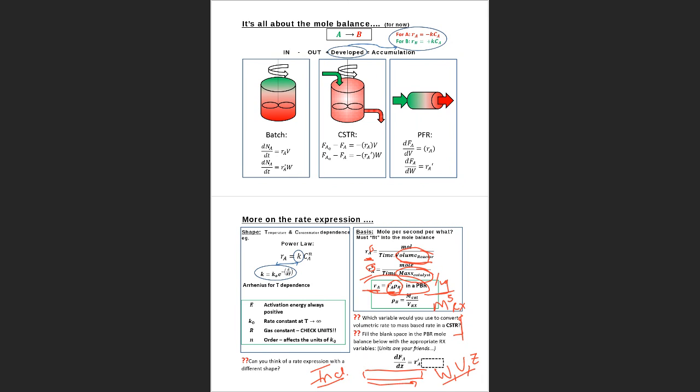For my independent variable, I see how my dependent variables, which will be my molar flow rates for now, change along this length. I need to be able to translate my equation so that if somebody gives me a rate equation on a per length basis or a per mass basis, but I want to do my balances with Z as my independent variable, I need to be able to translate that unit system.